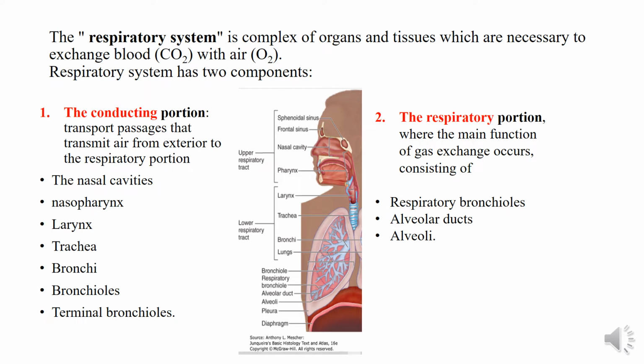The respiratory system is a complex of organs and tissues which are necessary to exchange blood CO2 with air oxygen. The respiratory system has two components, the conducting portion and the respiratory portion. The conducting portion is transport passages that transmit air from exterior to the respiratory portion.